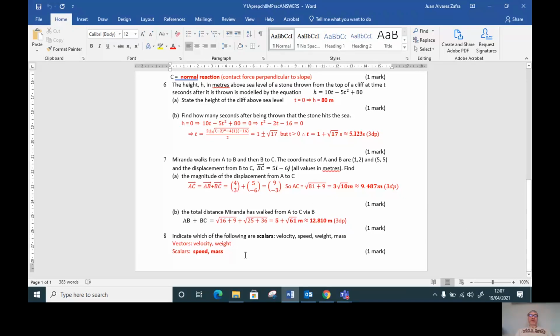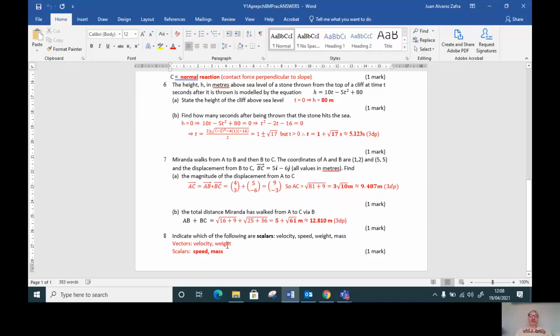Indicate which of the following are scalars: velocity, speed, weight, mass. Well, the speed and mass are scalars. Velocity and weight are vectors. Vectors have magnitude, but they also have direction. Occasionally people refer to just the magnitude of velocity, talk about a velocity of 2 meters per second, but in general velocity is a vector. So it has maybe 2 meters per second in a particular direction.